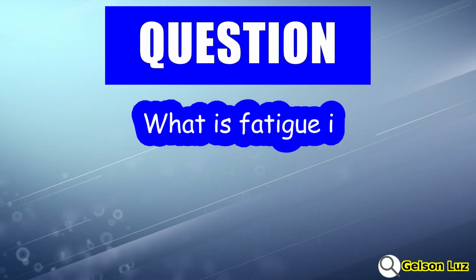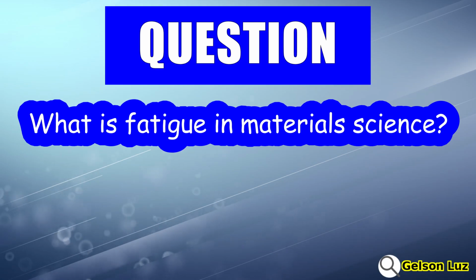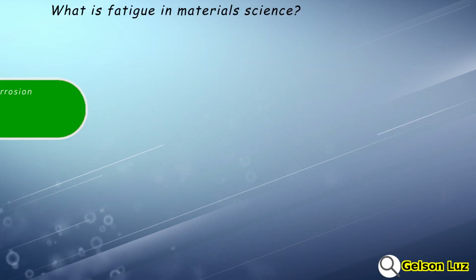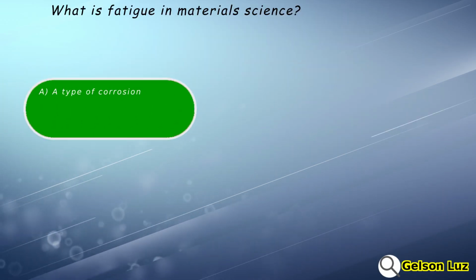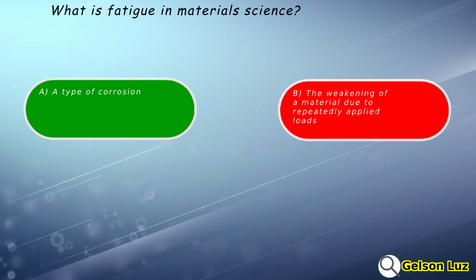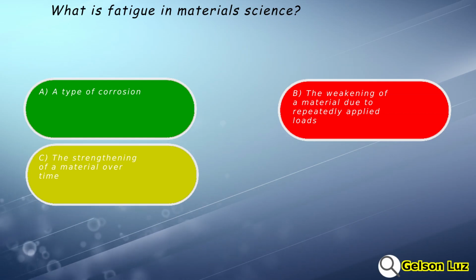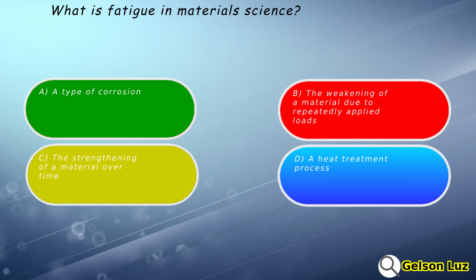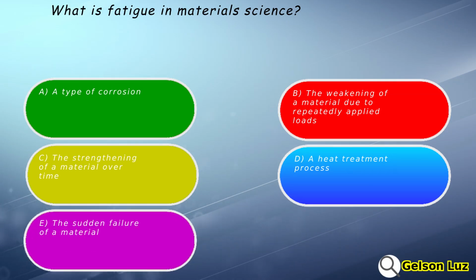What is fatigue in materials science? A. A type of corrosion. B. The weakening of a material due to repeatedly applied loads. C. The strengthening of a material over time. D. A heat treatment process. E. The sudden failure of a material.